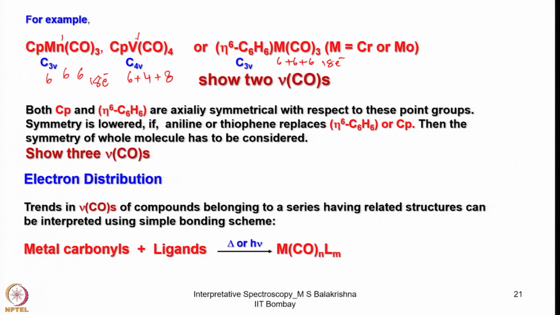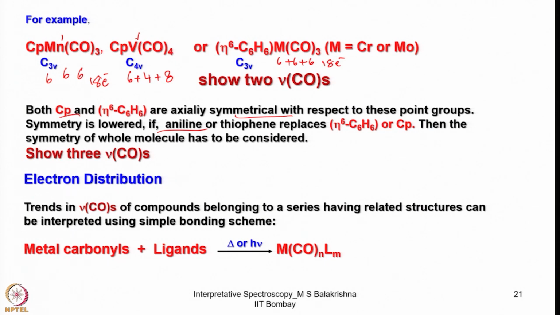If you look at the first one, it has C3V symmetry, and the second one has C4V symmetry, and the third one has C3V symmetry again. So that means both the cyclopentadienyl group and also the eta 6 arene are axially symmetrical with respect to these point groups.